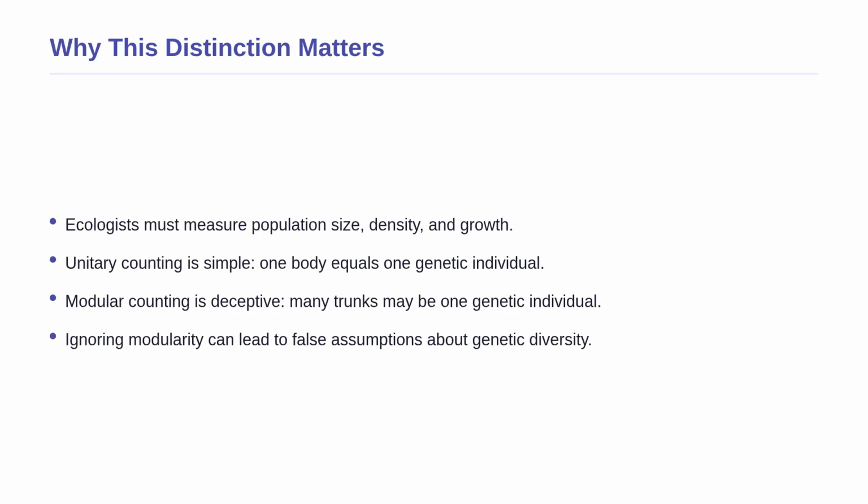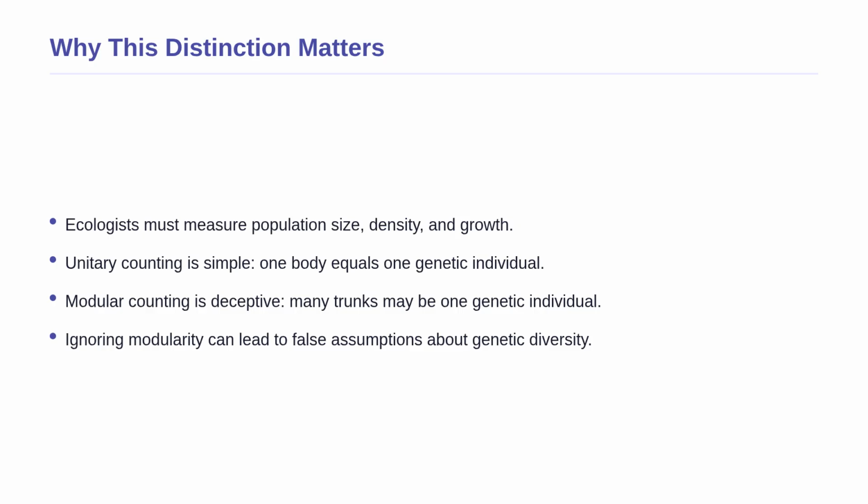Understanding this terminology brings us to why this distinction is absolutely critical for ecologists in the real world. When ecologists want to know if a population is thriving or dying, they measure population size, density, and growth rates. For unitary organisms, like bears, counting is straightforward because one physical body equals one unique genetic individual.